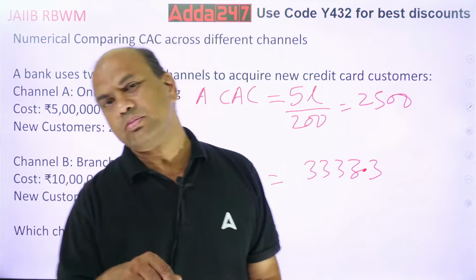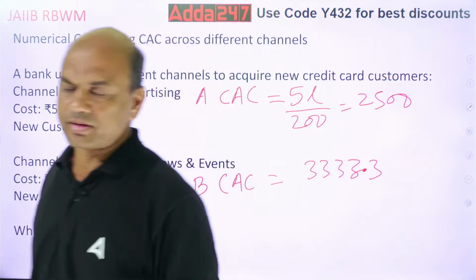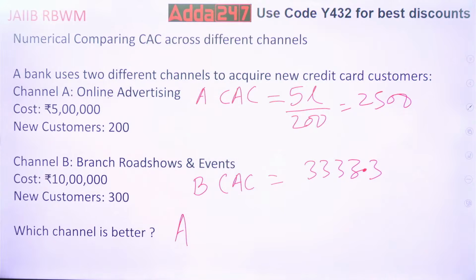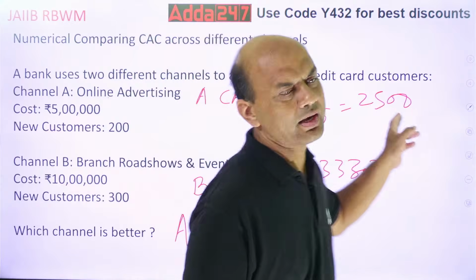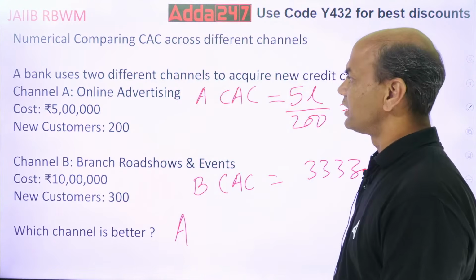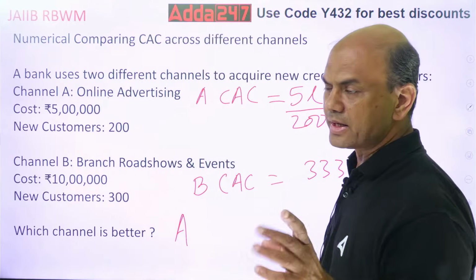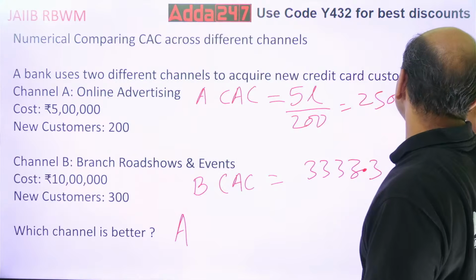So now you tell me which channel is better. The channel which has low cost will always be better. So 2500 is always good because it's carrying low cost. Got it? So got the formula for CAC now: spending upon new customers.